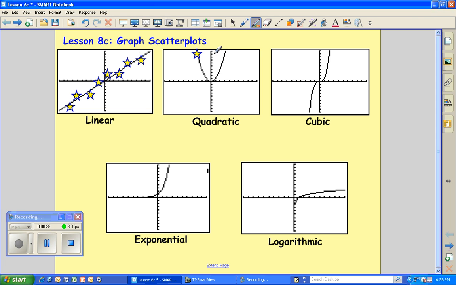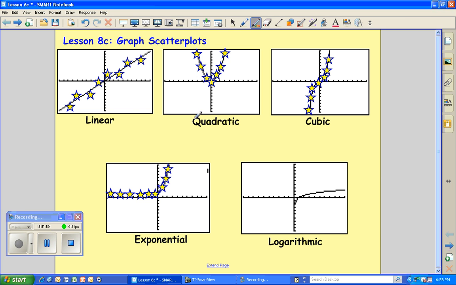A lot of times if you have two x values that share the same y value, you might get something that's quadratic. So these are all polynomial trends. This is a cubic function. Now exponentials are another type of scatter plot that you're going to be responsible for. And exponentials, what you need to remember about them is they'll grow very rapidly.